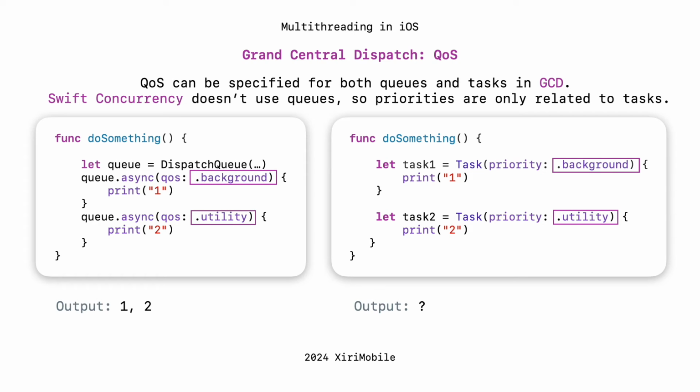Tasks inherit a parent context. So, if the doSomething function is executed, for example, on a view controller, then both tasks will be performed on the main actor in order of priority.